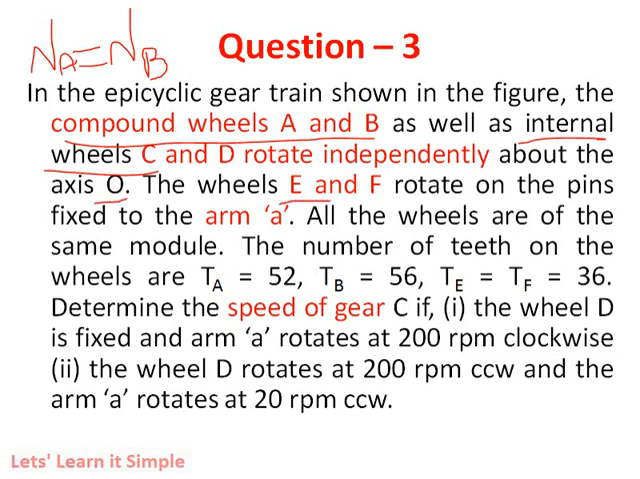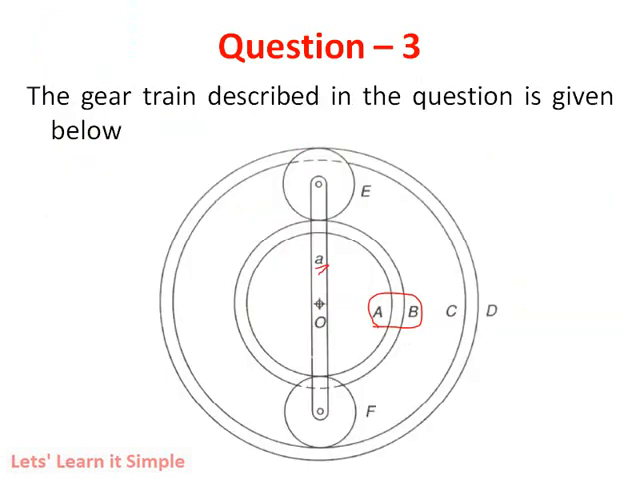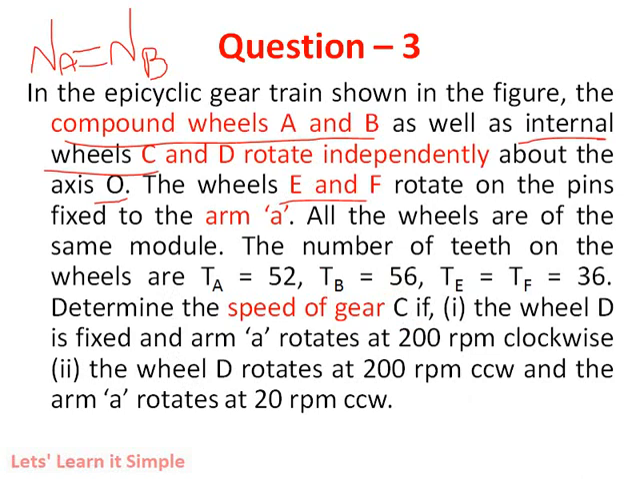Now you have wheels E and F. These wheels E and F are called planets. AB, though it is a compound wheel, will act as a sun. So these planets E and F rotate around the sun AB. So E and F are planets. And you have arm A, which is fixed. So these E and F are fixed to the arm A.